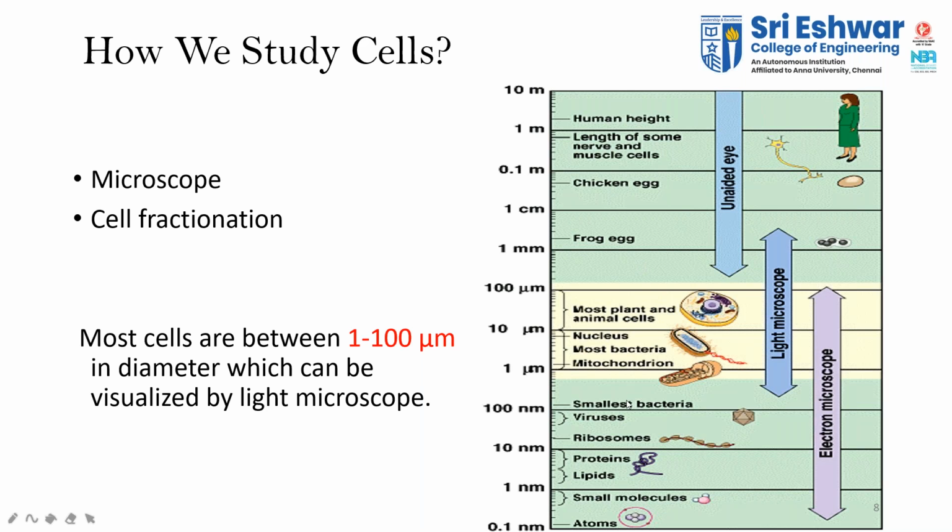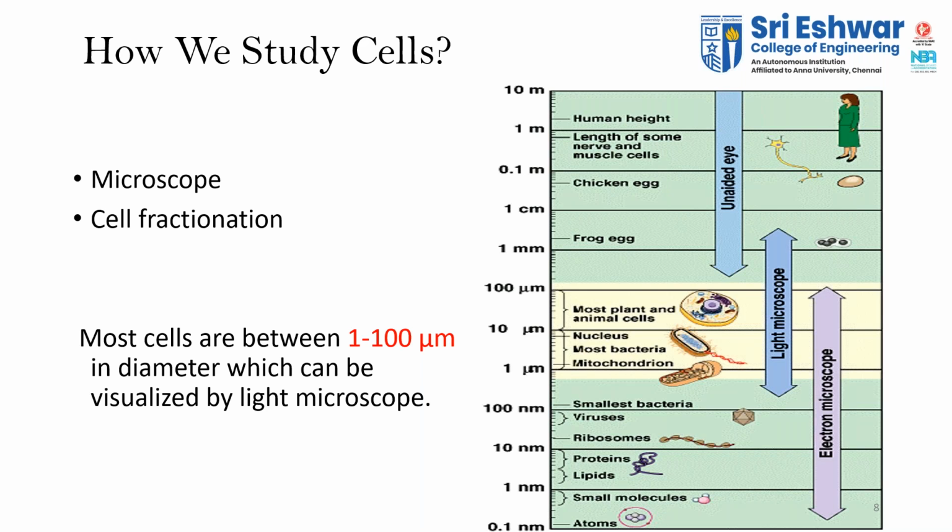When it goes down, some bacteria, viruses, ribosomes, proteins, lipids, small molecules, and atoms will all be viewed using your electron microscope, because they are much smaller than plant and animal cells. It is in the size of nanometers, not micrometers. Atoms are in the size of 0.1 nanometer. Most cells are between 1 to 100 micrometers in diameter, which can be visualized by a light microscope. So depending upon the size of the cell and the object, we are going to visualize it.